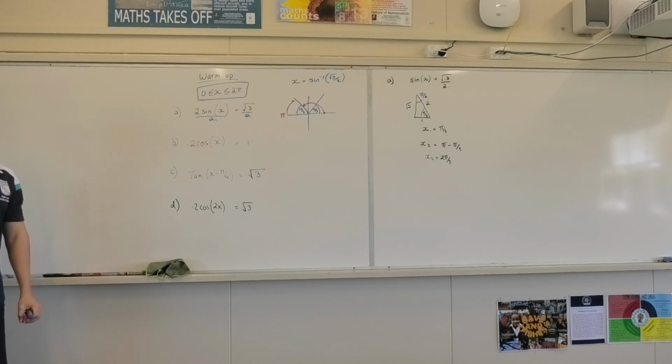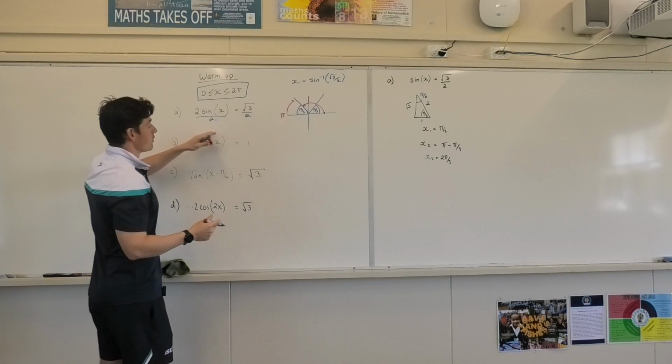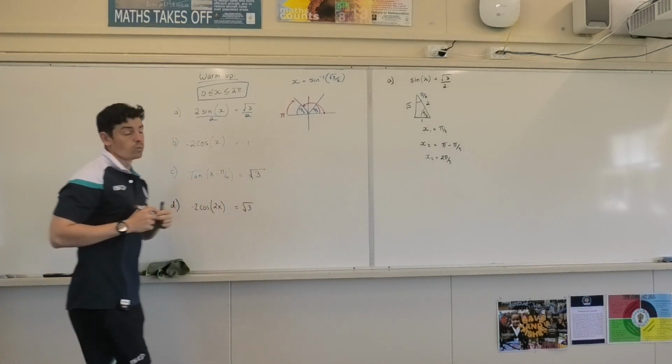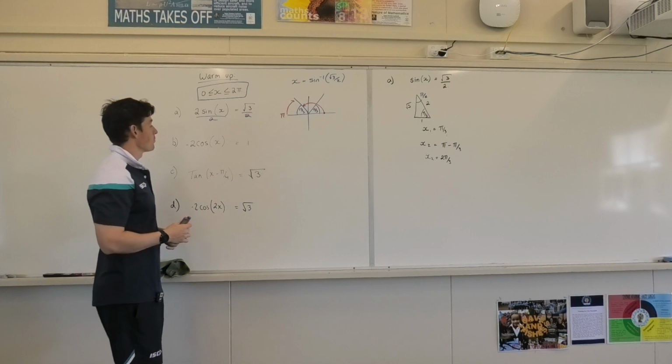Clear? Who felt pretty comfortable with that? If you didn't feel comfortable with that, you need to review your CAST circles and your exact triangles. We should all be at that stage. If we're not, that's fine, we've got time to remedy that. Question 2, we apply the same process.